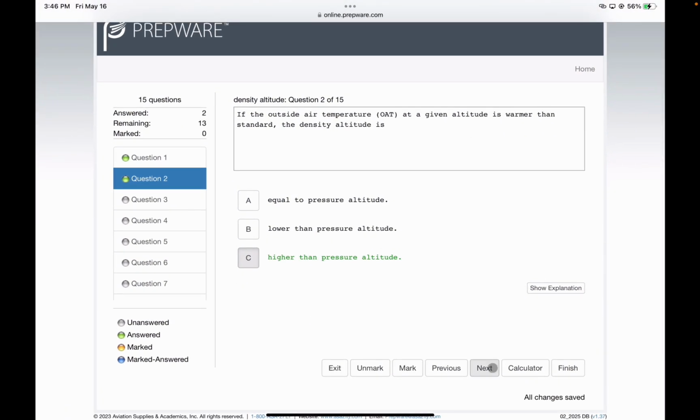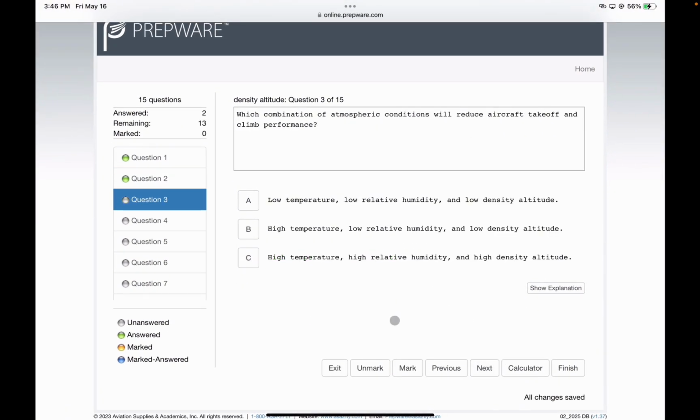Yes, there it is. Which combination of atmospheric conditions will reduce aircraft takeoff and climb performance? It's asking which one will reduce performance, okay? Okay, let's start with this. Which temperature reduces performance? We said high temperature. Okay, now it's asking about humidity. Does humidity decrease or increase performance? Humidity decreases performance, so we're going to go with this one.